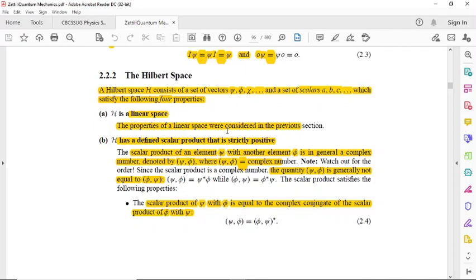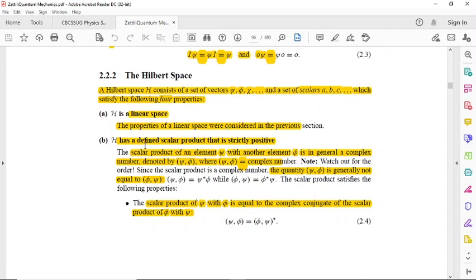ഇവിടുത്തെ പ്രധാന പ്രോപ്പർട്ടി എന്ന് പറഞ്ഞു കഴിഞ്ഞാൽ the scalar product that is strictly positive. ഉദാഹരണമായിട്ട് നമ്മൾ ലീനിയർ വെക്ടർ സ്പേസിൽ -a വെക്ടർ ഇൻറ്റു +a വെക്ടർ we will get a -a² vector, right? But here in the Hilbert space we will always get a positive value, the scalar product.